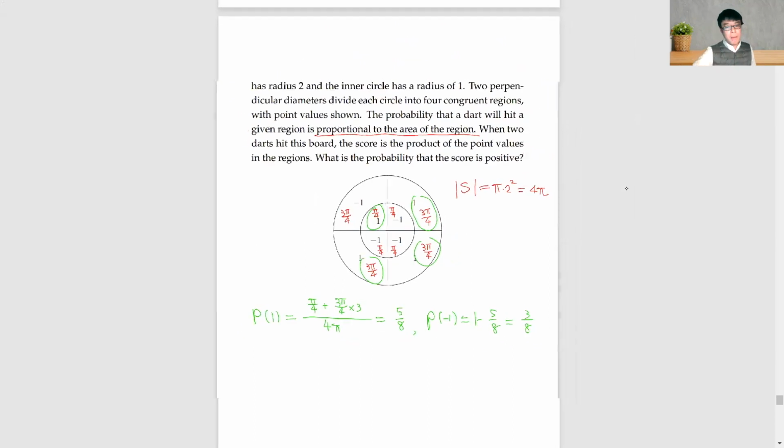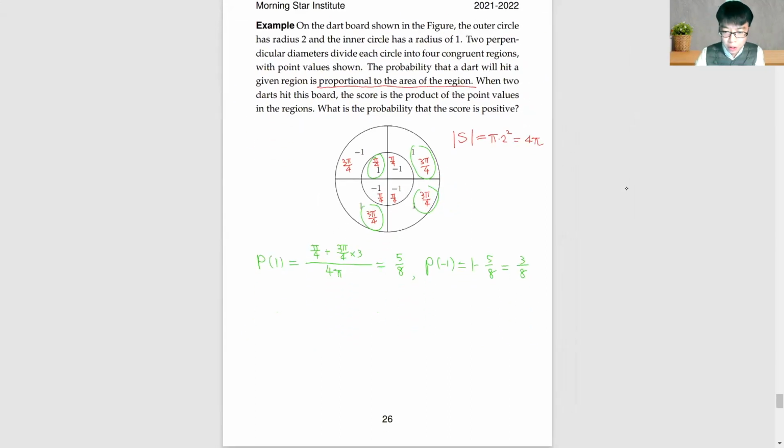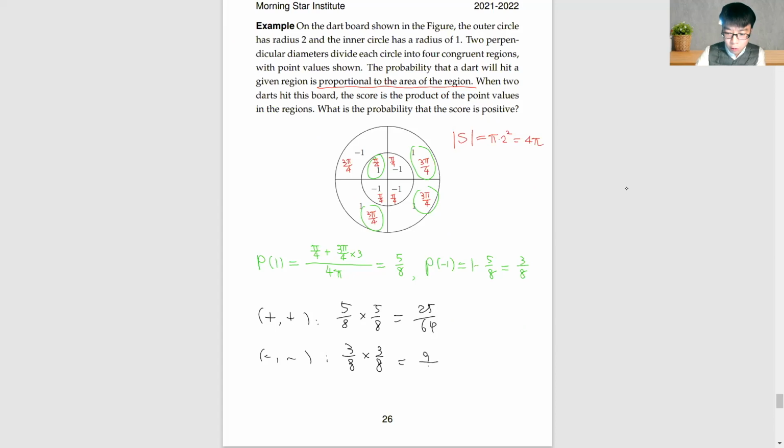Finally, we can compute the probability that the product is positive. Positive times positive corresponds to 5/8 times 5/8, which is 25/64. If both are negative, negative times negative corresponds to 3/8 times 3/8, which is 9/64. Now you can add them together to get 34/64, which is 17/32. So our answer is 17/32. This is an example of a continuous probability.